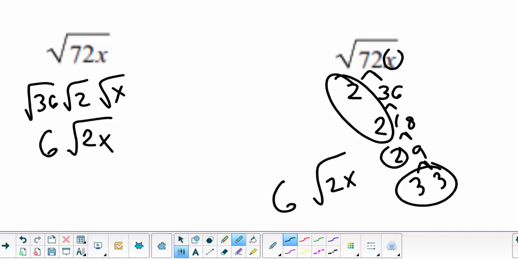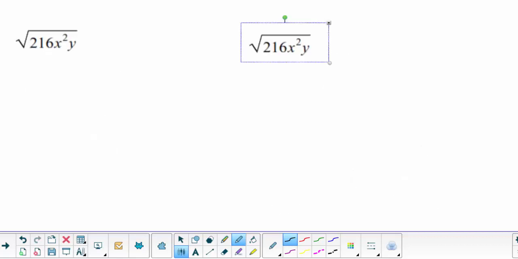All right, here's the next example. So we've got 216. I might want to, no, I'll change the next one.